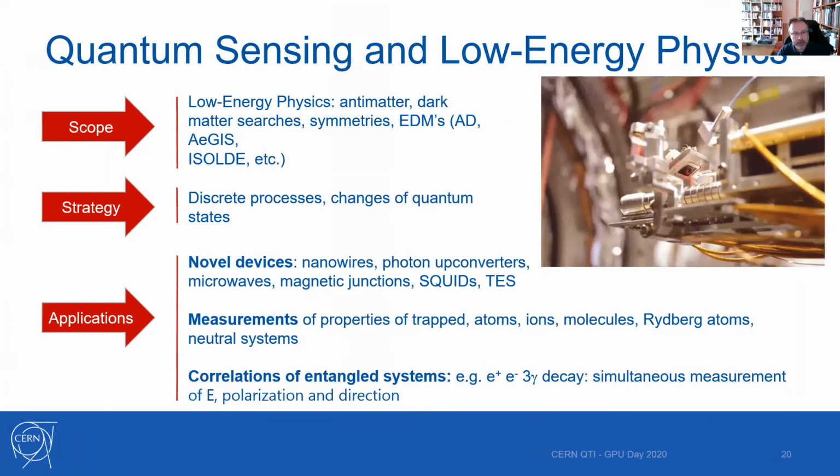Now, in terms of sensing, I mentioned the initial investigations are more for low energy physics, antimatter or dark matter searches. There are many ongoing investigations on devices like magnetometers, SQUIDs, TES, transition edge devices, and these are used already to build very precise, very sensitive devices for measuring properties of particles.